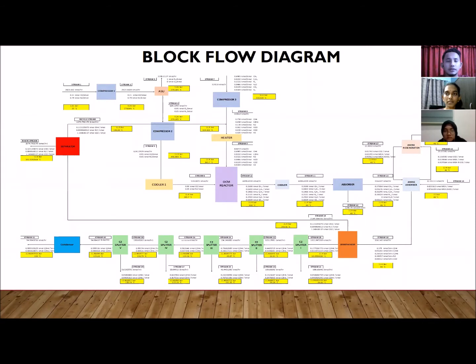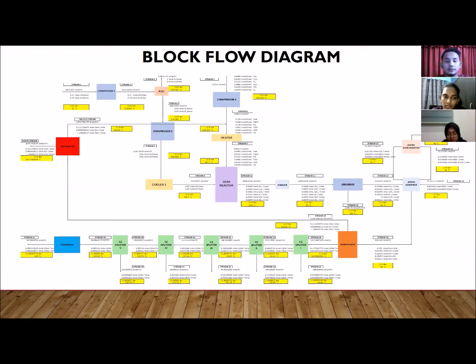Next is the block flow diagram. I will briefly explain the flow. The air feed goes to compressor 1 through the ASU, compressor 2, cooler 1 and straight to the OCM reactor. The natural gas feed goes from compressor 3 to the heater and then meets the air feed from cooler 1 at the OCM reactor. It then continues through the cooler, absorber and CO2 removal, and goes to the distillation column section, which is the metanizer, C2 splitter, and condenser.